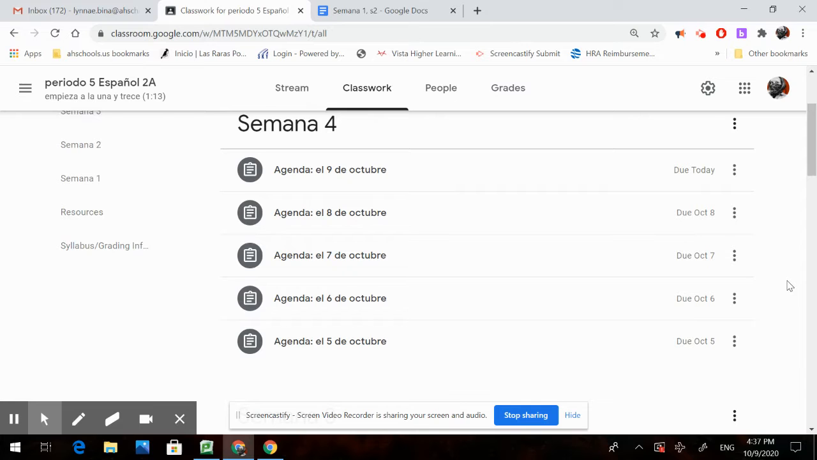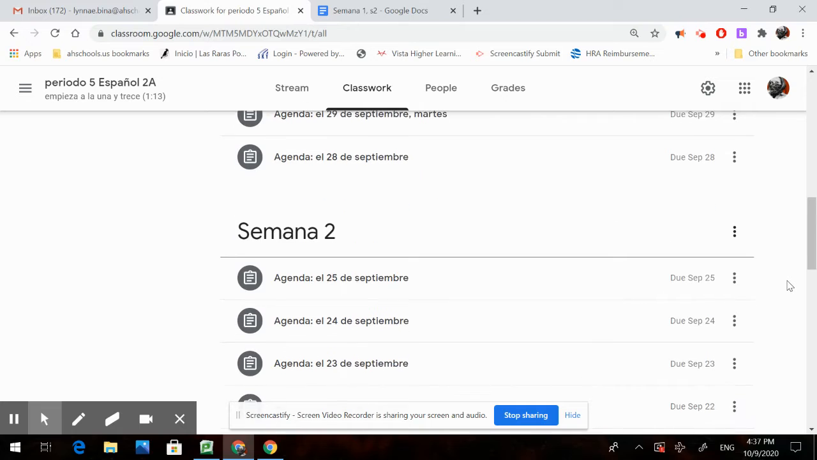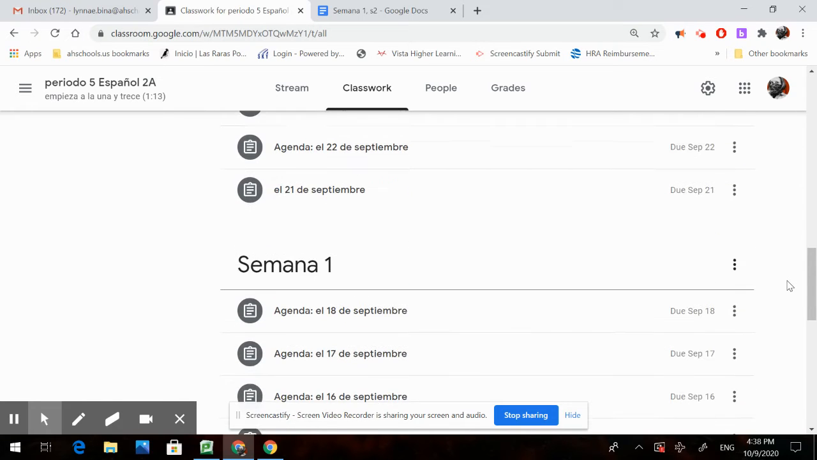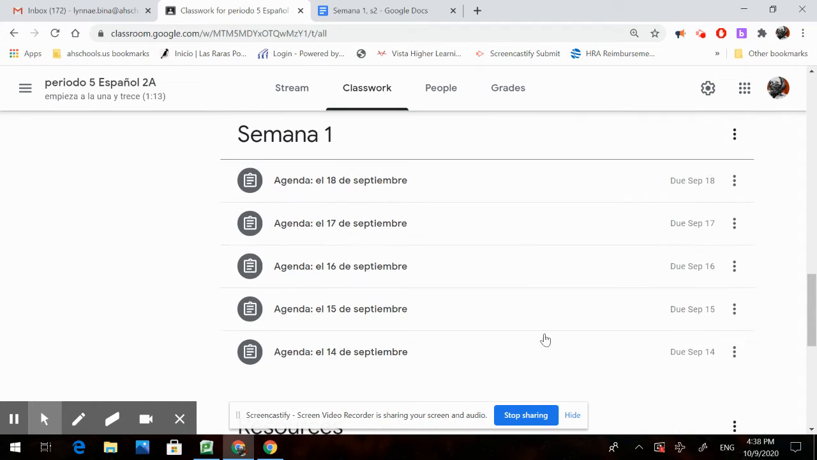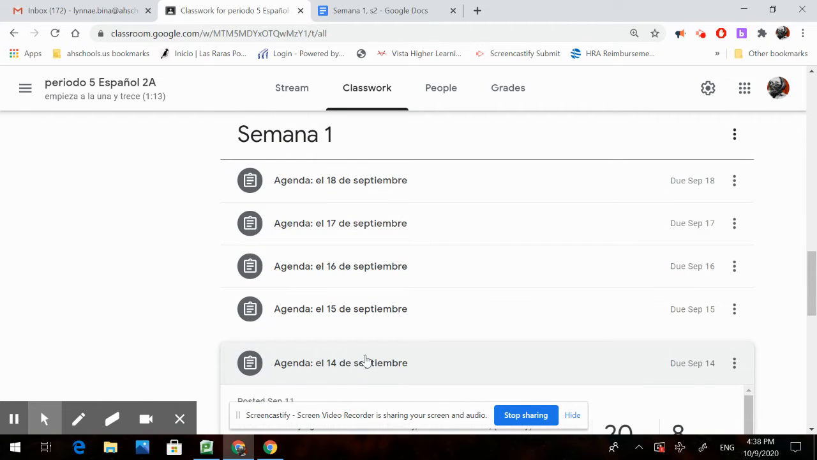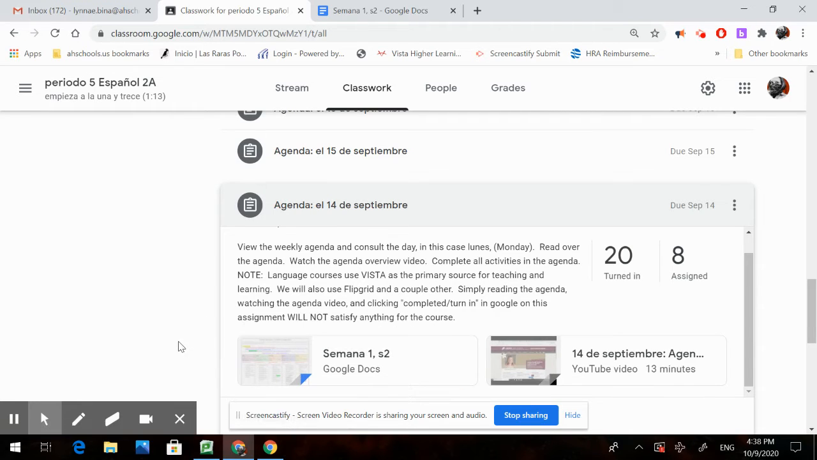And then you can see that for each day of the week, there is an agenda link. So going back all the way to the first day of school, what students would have seen is right here: view the weekly agenda and consult the day, in this case, Monday. Read over the agenda, watch the agenda overview video. So you could go back and look at all of the beginning videos.